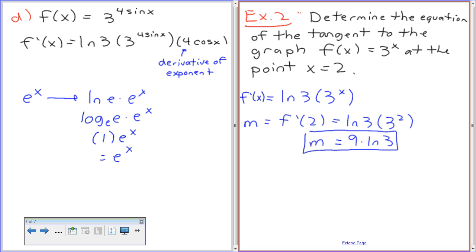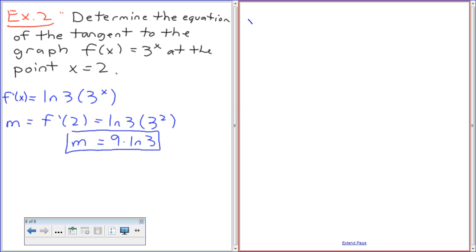How do I get my y value? Go ahead. Good. y is going to be f of 2, which is 3 squared, which equals 9. So my equation is going to be, I have m is equal to 9 ln 3. I have my x is 2. I have my y is equal to 9.